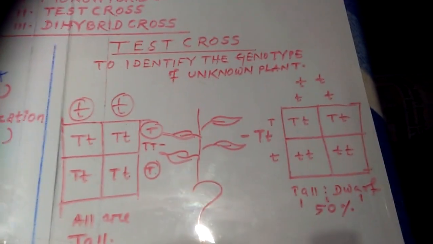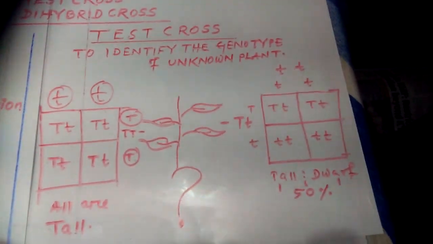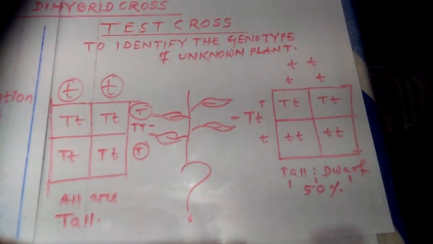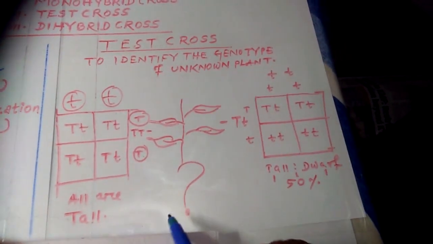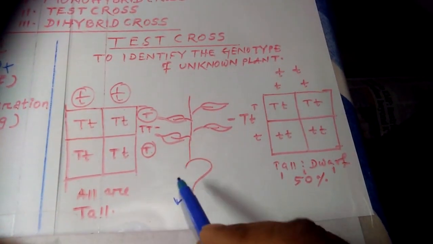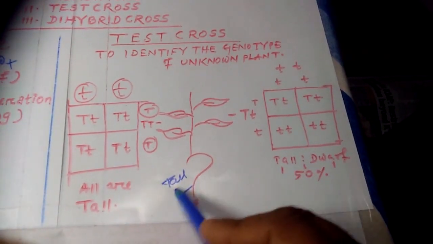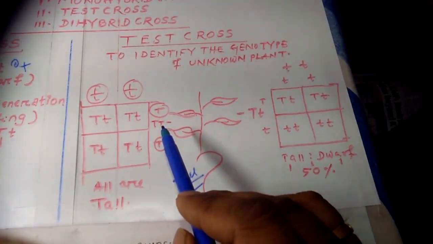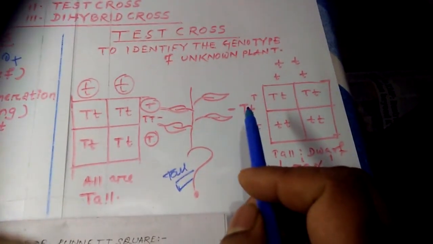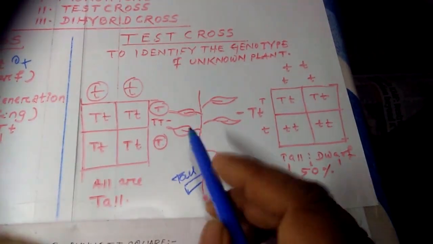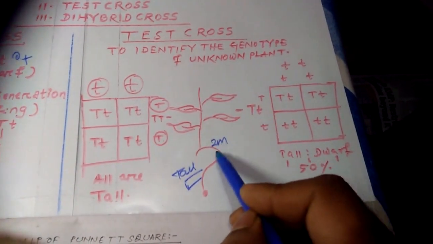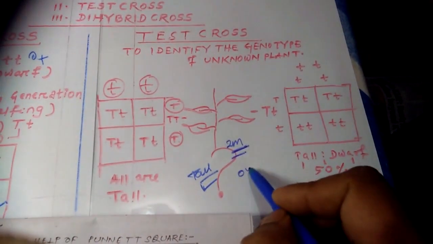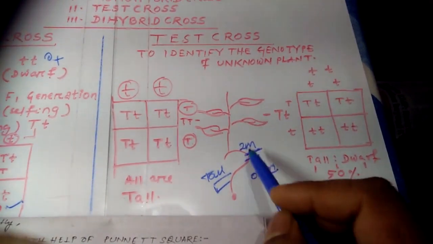Similarly, now we'll go for a test cross. What is a test cross? A test cross is a method to identify the genotype of an unknown plant. Suppose this is your unknown tall plant. The genotype may be capital T capital T, or it may be capital T small t. Either way, it will be around 2 meters tall, because tall is 2 meters and dwarf is 0.5 meters. So it is a tall plant.